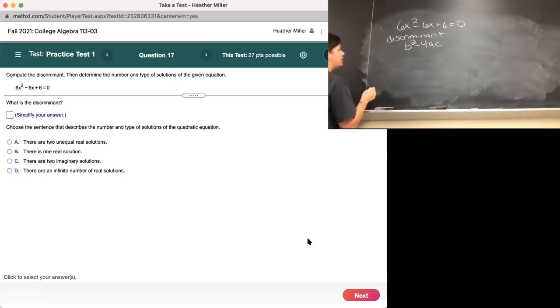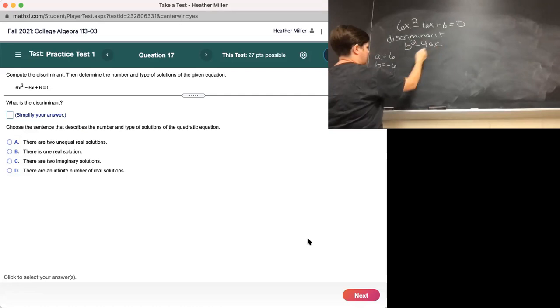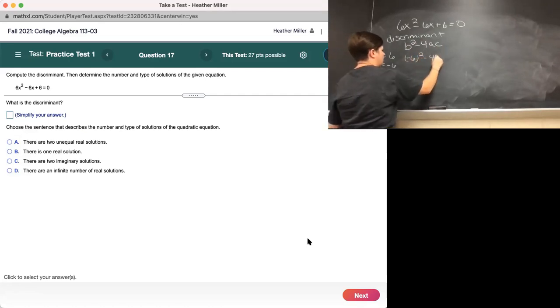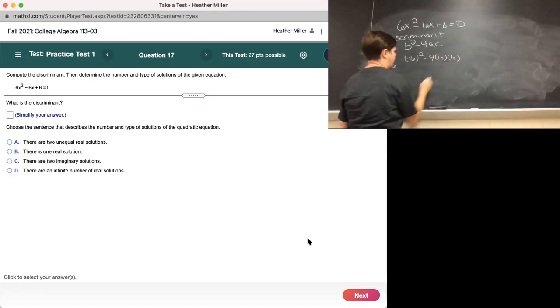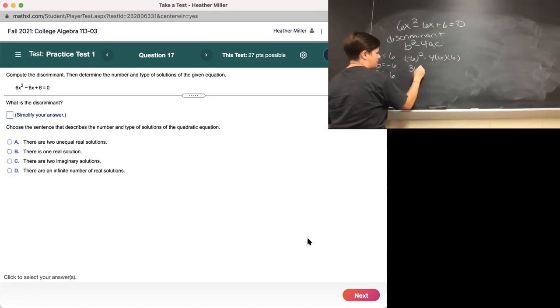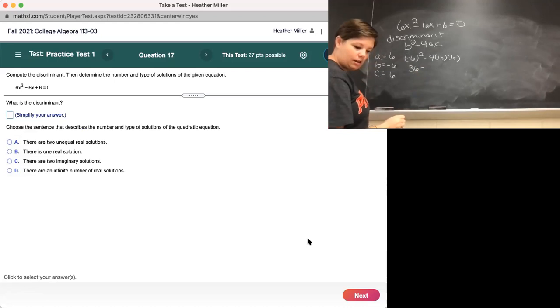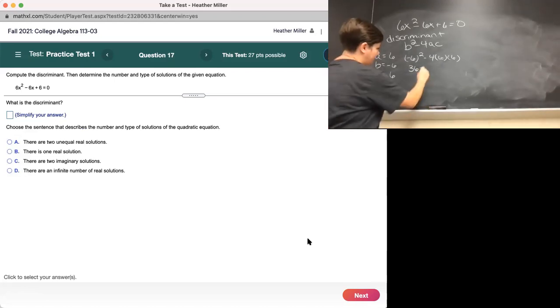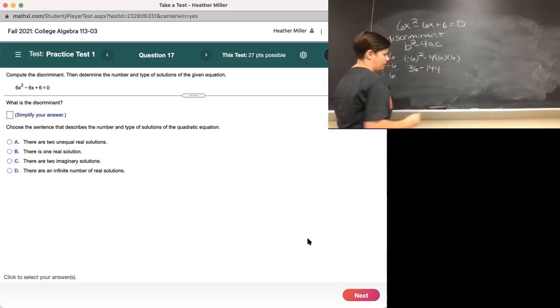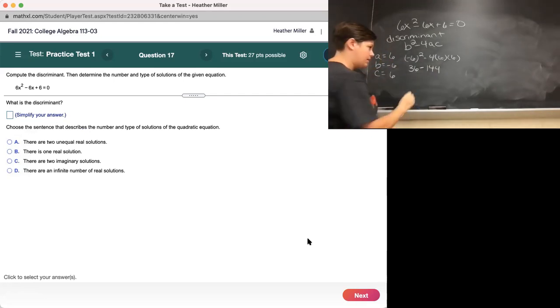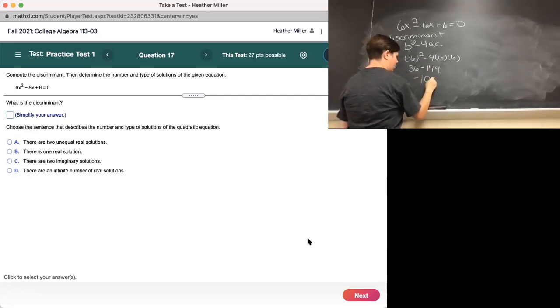So when you need to find the discriminant, I always find my a, my b, and my c first. So my a is 6, my b is -6, and my c is 6. And then I plug them in. So I have -6 squared minus 4 times a times c. That's 36 minus 144. And so that's a minus 108.